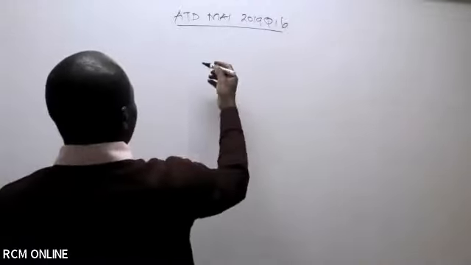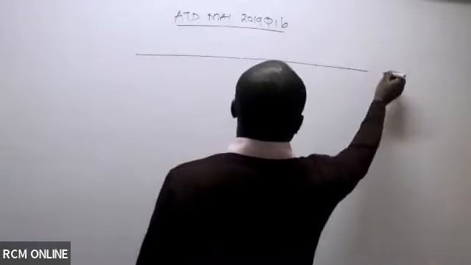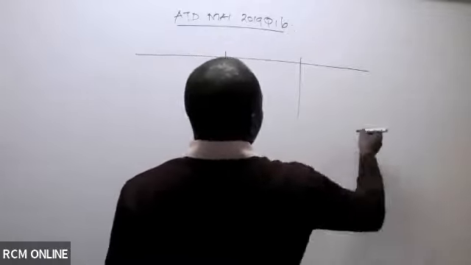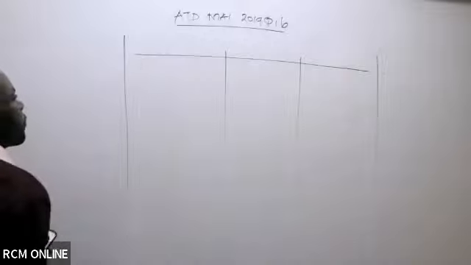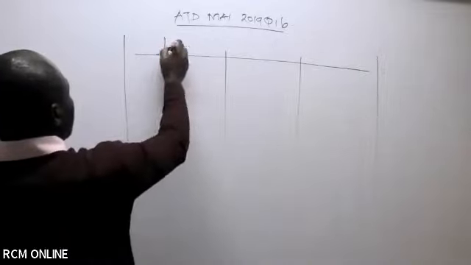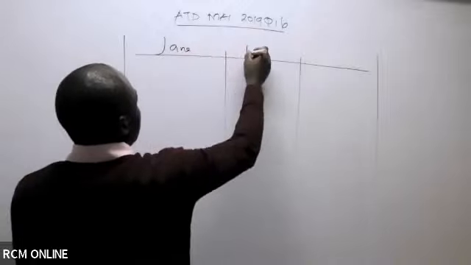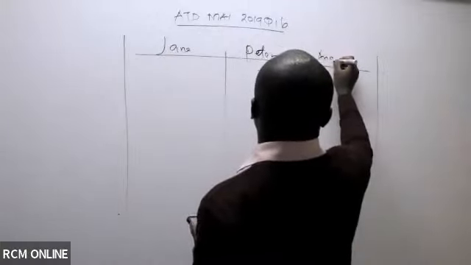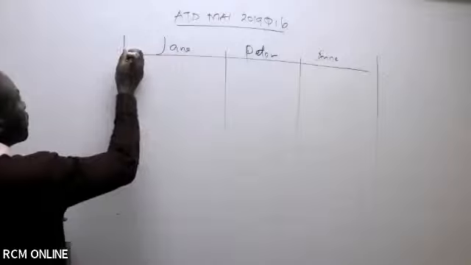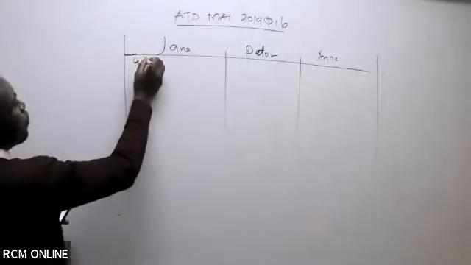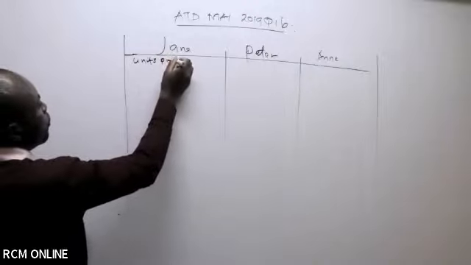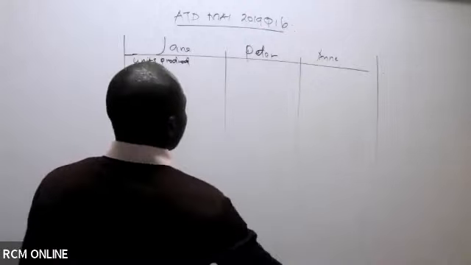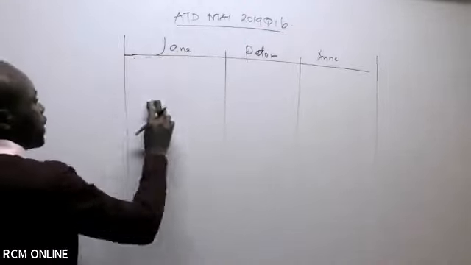Good. So without taking much time, we can deal with these 3 people here. We're talking about Jane. We're talking about Peter. We're talking about Anne. So we first of all get units produced. I think I should be able to provide another column here.